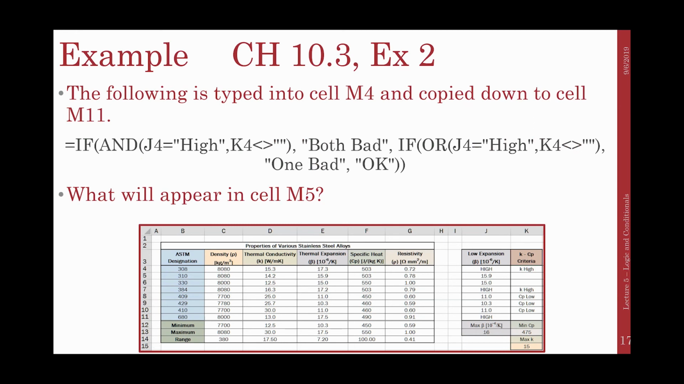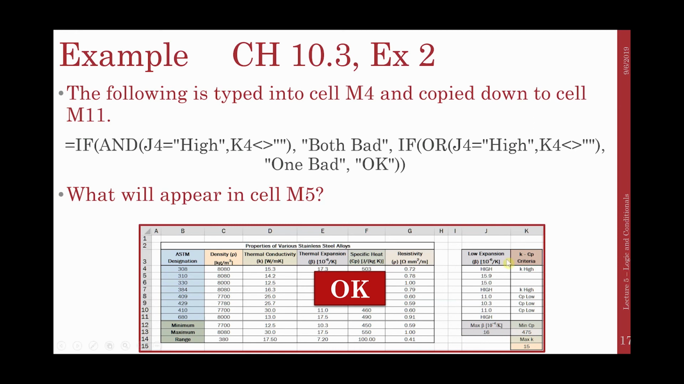So I wrote this in, so we're in M5. So let's look at 5. The first thing we're going to ask is J4 high and K4 blank? Well, no. J4 is high, but K4 is not blank. So both are not bad. We're going to trigger our second logic. Is J4 equal to high or K4 blank? So yes, one of those is true, so it should display one bad. Oh, sorry, I was looking at M4, the problem is asking about M5, so let's look at that.